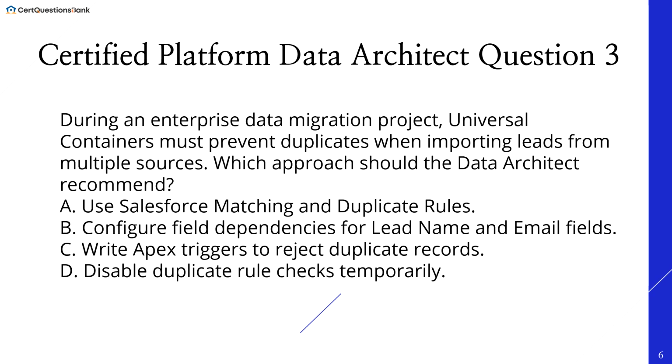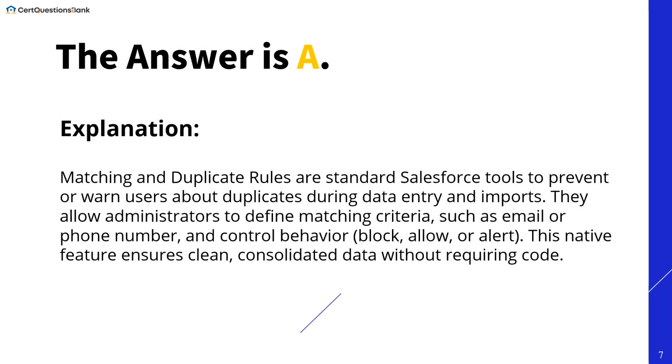During an enterprise data migration project, Universal Containers must prevent duplicates when importing leads from multiple sources. Which approach should the data architect recommend? A. Use Salesforce matching and duplicate rules. B. Configure field dependencies for lead name and email fields. C. Write Apex triggers to reject duplicate records. D. Disable duplicate rule checks temporarily. The answer is A.